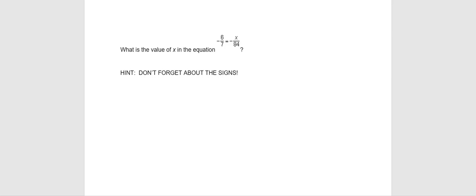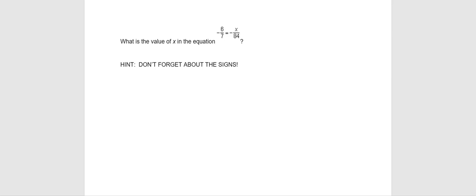What is the value of x in this equation? If you want to leave your equation with x on the right-hand side, you can, or you can reverse the two sides and make that negative x over 84 is equal to negative 6/7. It's just a matter of preference. You're solving for x. I'm going to highlight or circle the x because that's what I want to isolate, meaning I want my final answer to be in the form of x equals. So I want x by itself.